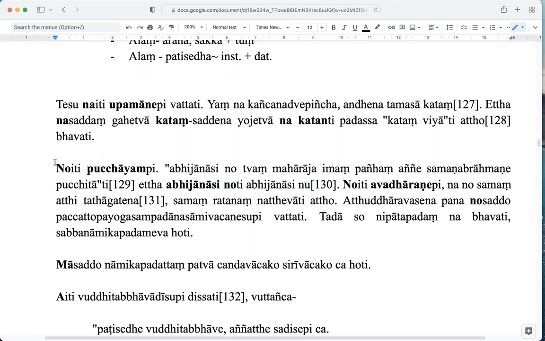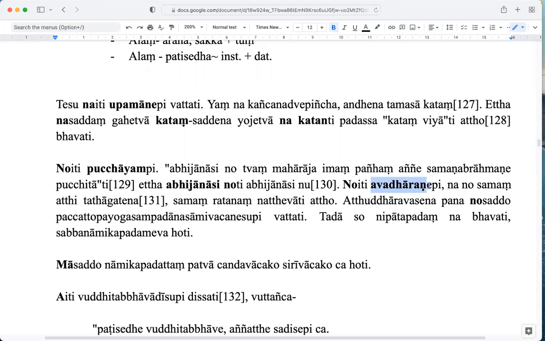Okay, and then next, so this no is awadharana, in the sense of limitation. So na no samam atthi tathagatena. So na is not negative. So samam means similar, equal. Similar jewel. So na means nati. But no means awadharana. So na no means nati eva. You see, that is the meaning of the na no. So no is just limitation, awadharana.